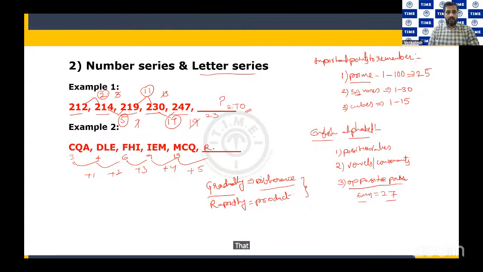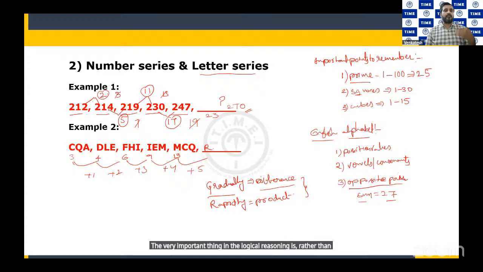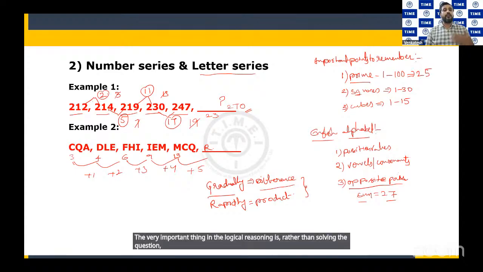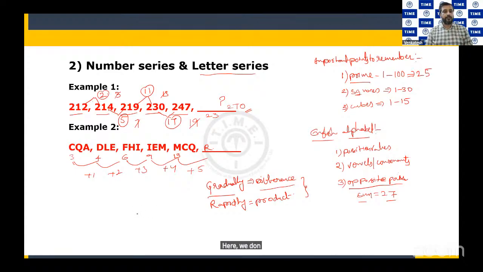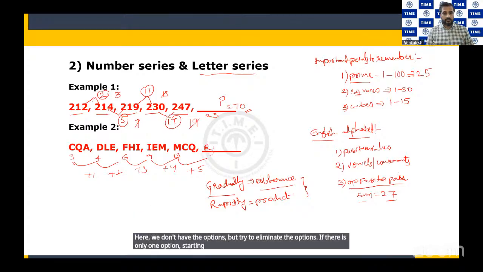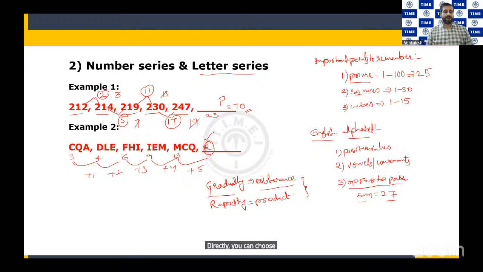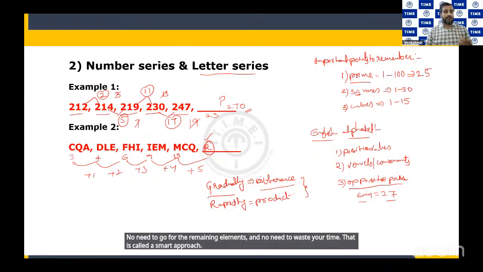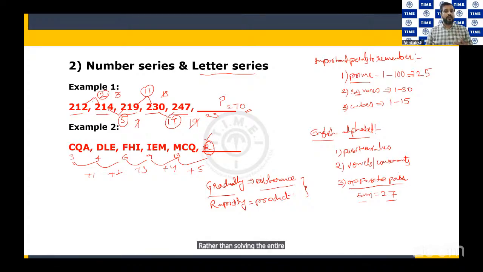And also, the very important thing in logical reasoning is, rather than solving the question, try to eliminate the options. Here we don't have the options, but try to eliminate the options. If there is only one option starting with R, directly you can choose your answer. No need to go for the remaining elements and no need to waste your time. That is called a smart approach. Rather than solving the entire question, look at the options and decide your answer. The elimination process helps you a lot.